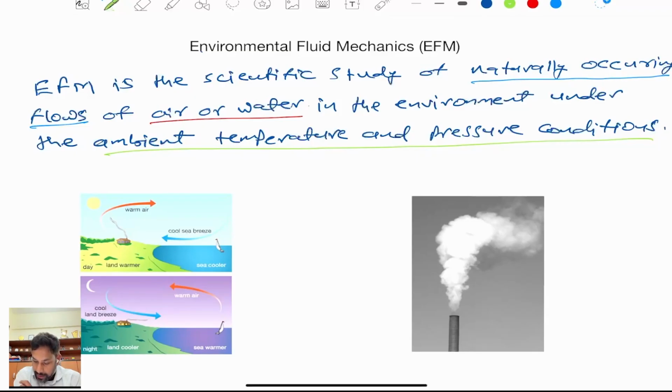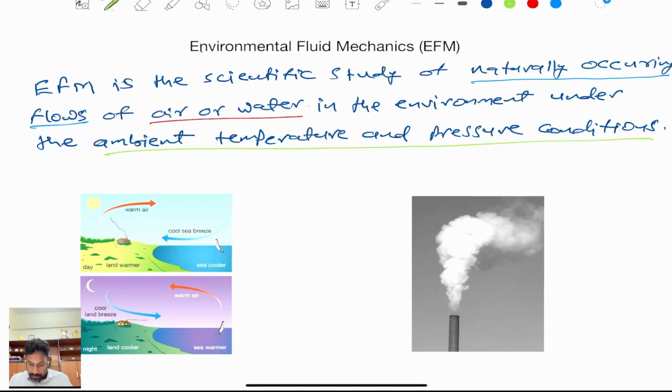And the next point is, what do naturally occurring flows mean? Here we are not really looking into forced flows or flows that are driven by a particular system, but we are looking into an open medium where the flow is happening either because of temperature difference or pressure difference or density difference, etc. So if you look at these two images, they are examples of naturally occurring flows.